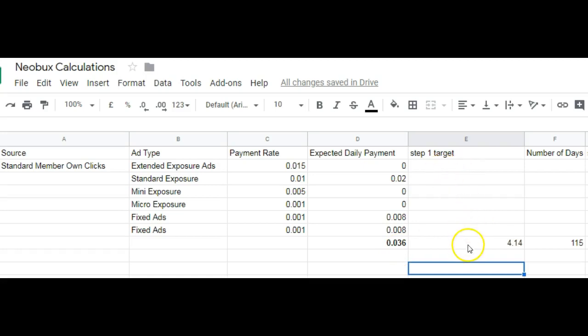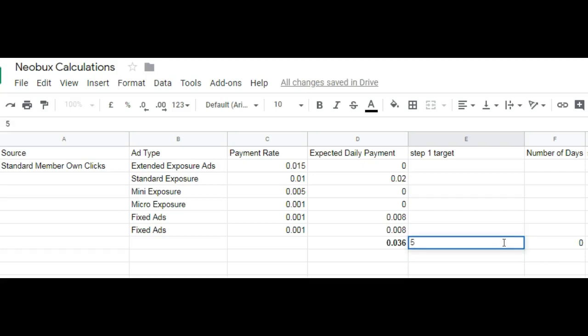So the step 1 target, as I showed you, technically the target is $4.14, and it's going to take, at this rate, 115 days to actually earn that amount. Now this is where people lose patience. This is one of the reasons why I highly recommend that you do use some of the extra earning options that are available on Neobux, or indeed that you start off with a small amount deposited into your account.